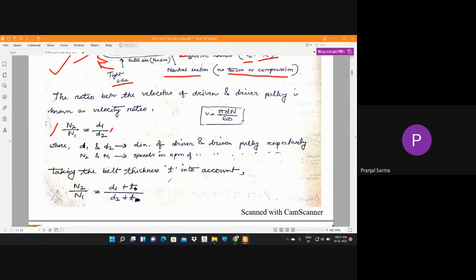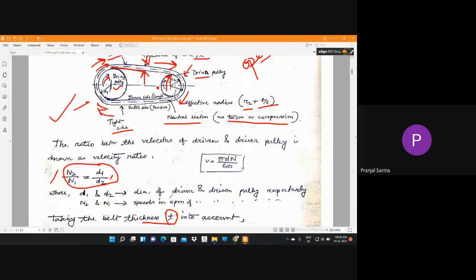Now, this is only considering the diameter of the pulley. But the belt is mounted over that pulley, and the belt has a certain thickness. If we take the belt thickness, small t, into consideration, then the velocity ratio becomes n2 by n1 equals (d1 plus t) by (d2 plus t). That t is the thickness of the belt material, considered on both sides.